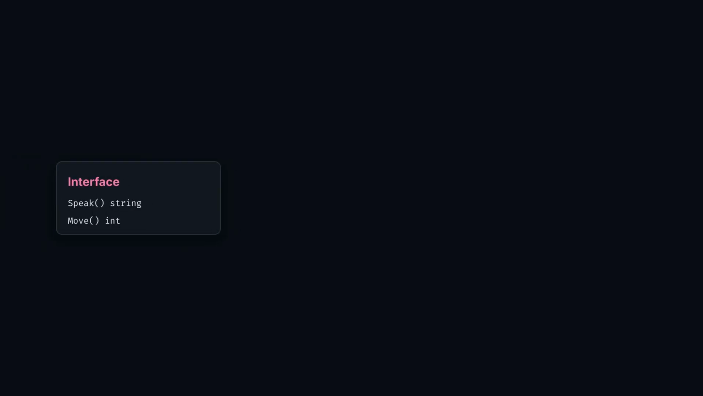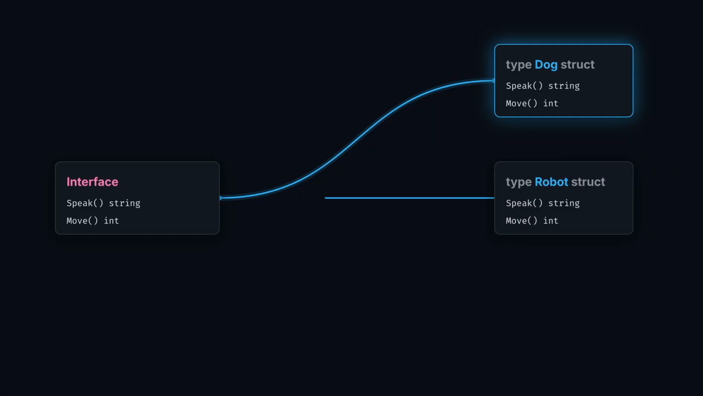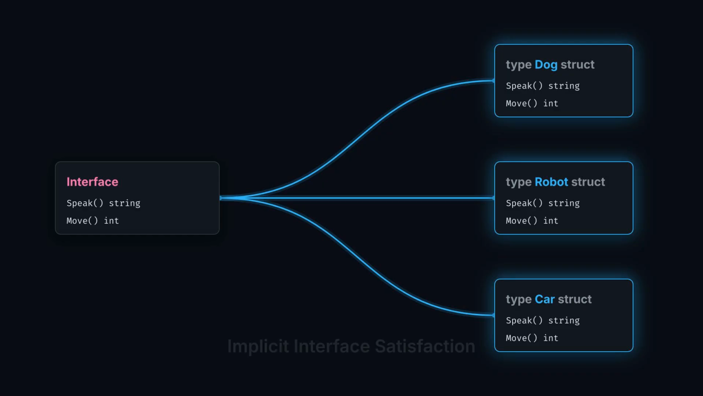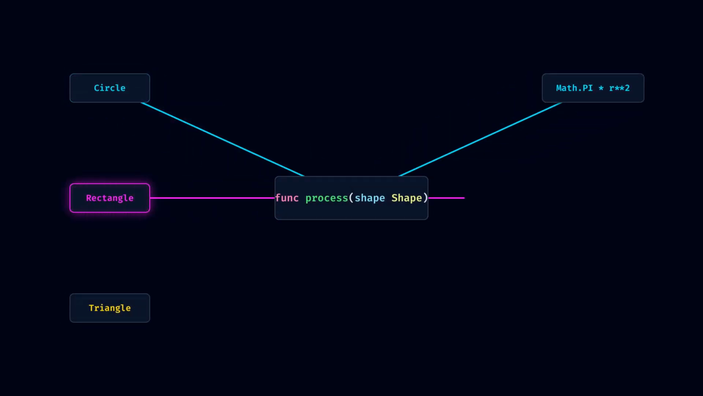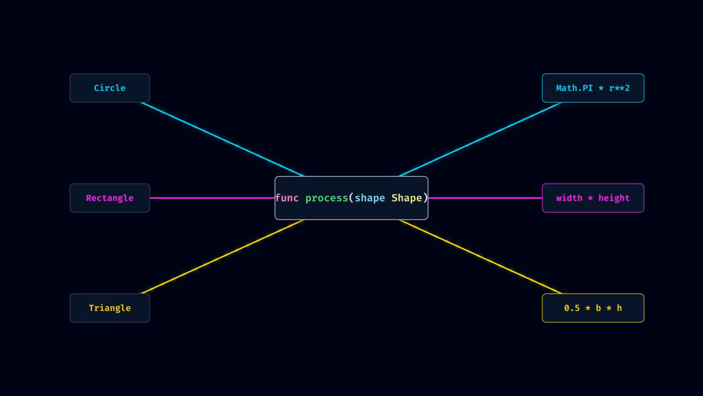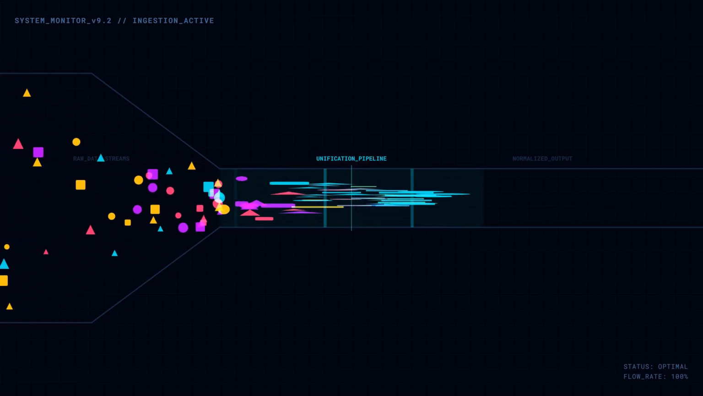In Go, implementation is implicit. This means you don't need to declare that a type implements an interface. If the methods match, it automatically satisfies the interface. This keeps code simple and flexible. Interfaces become especially powerful when used as function parameters. Instead of writing multiple functions for different types, you can write one function that works with any type that satisfies the interface. At this point, interfaces allow us to write more general and reusable code.